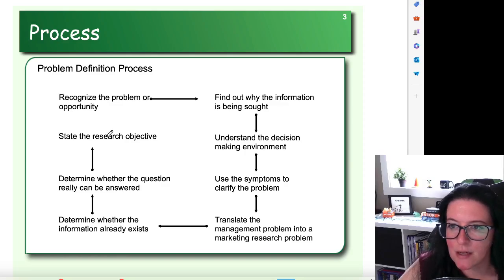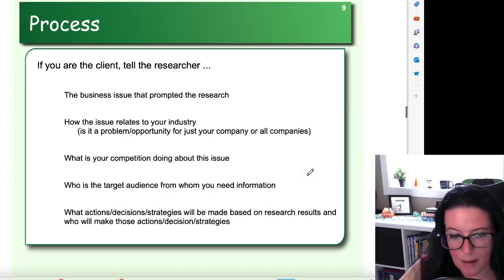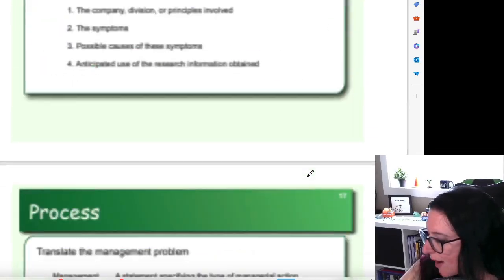Then the last step in the process here is going to be to state the research objectives. So we talked before about our example of how do we increase store traffic.